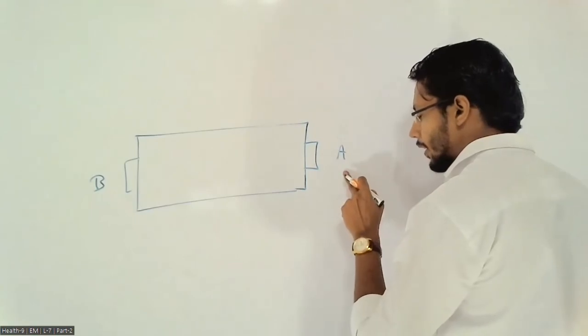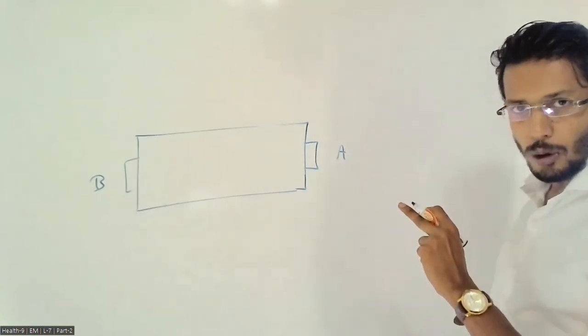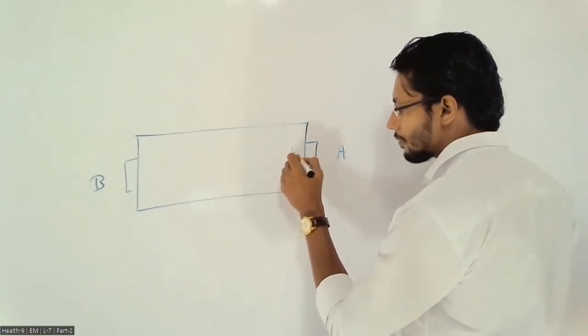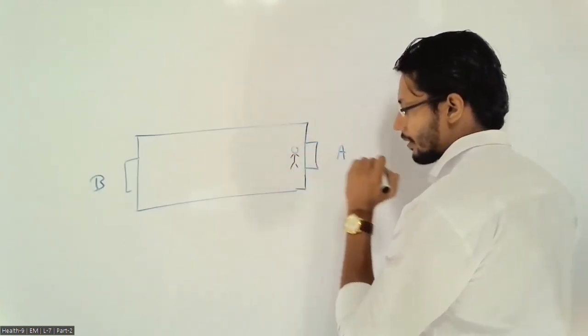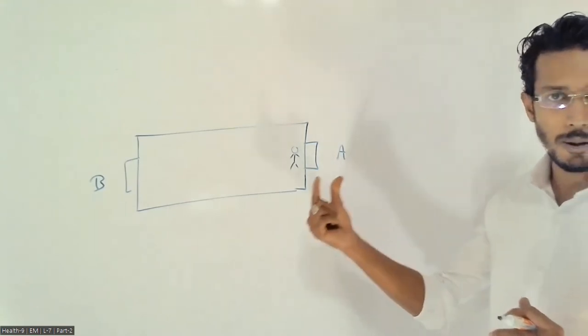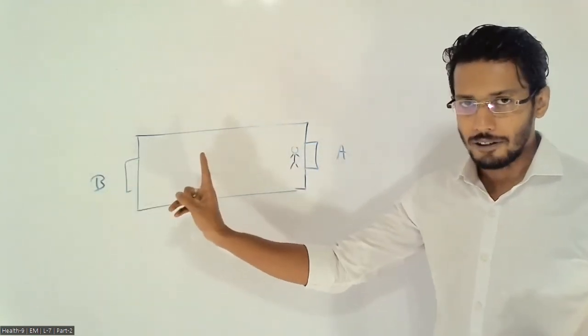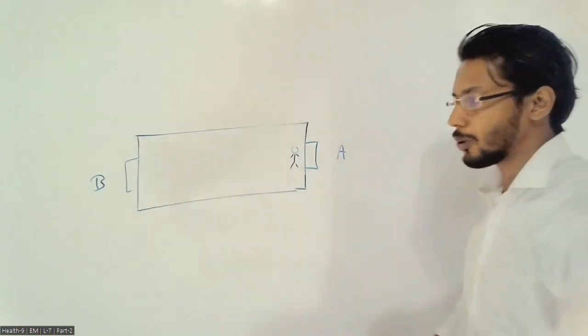So the goalkeeper of team A should stand in front of their own goal post, and the goalkeeper of team B should stand in front of their own goal post, right?